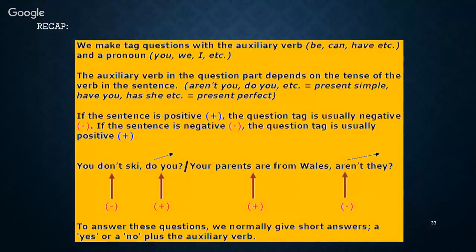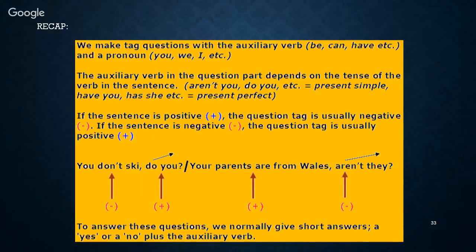We make a small recap. We make questions with the auxiliary verb be, can, have, etc. and a pronoun you, we, I, etc. The auxiliary verb in the question part depends on the tense of the verb in the sentence. Aren't you, do you, etc. for simple present. Have you, has she, present perfect.